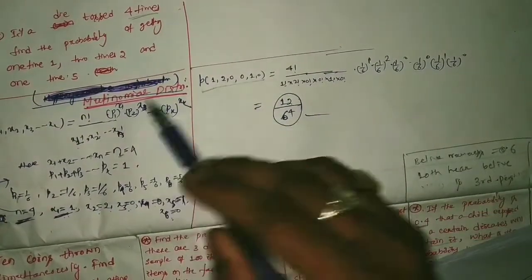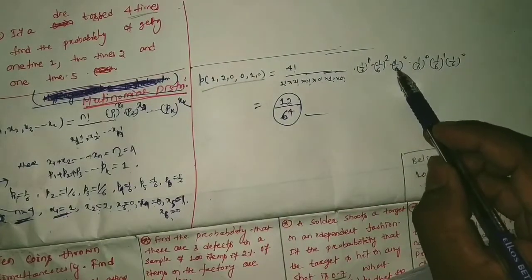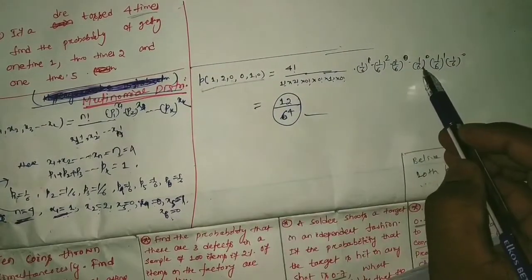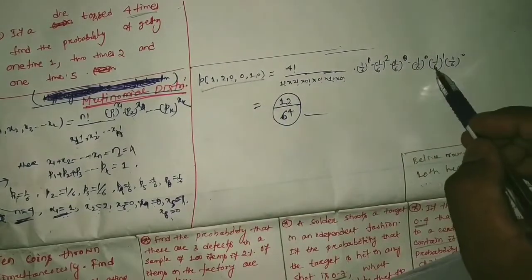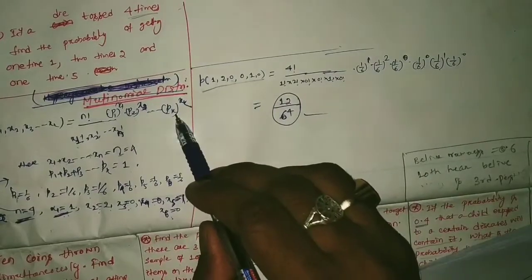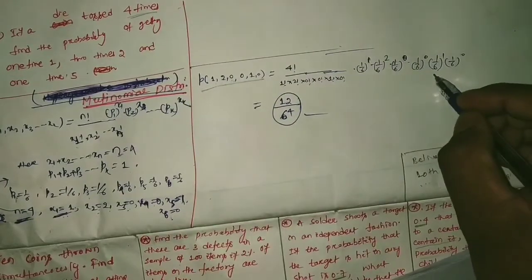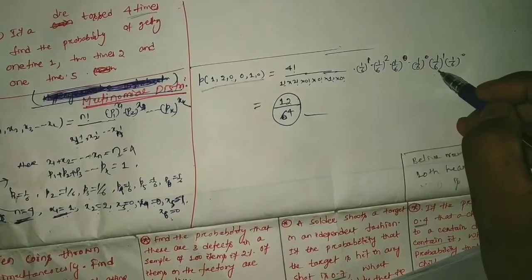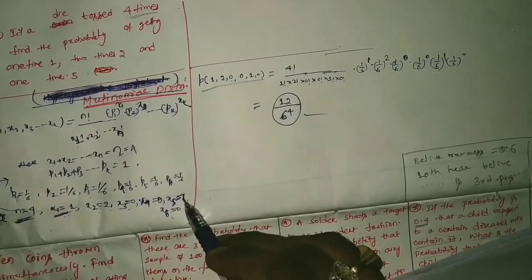P2 to the power x2: 1 by 6 to the power 2, because x2 is 2. P3 to the power 0 because x3 is 0. P4 to the power 0 because x4 is 0. Up to P6 we have to move. P5 to the power x5: 1 by 6 to the power 1, because x5 is 1.